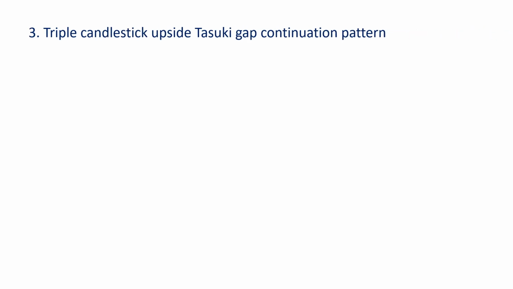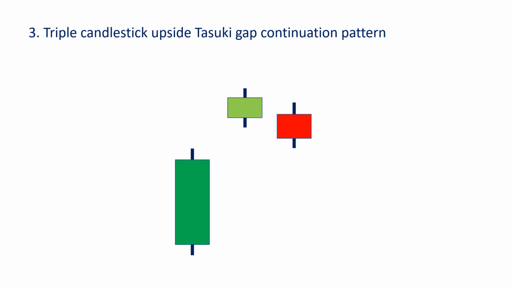The third pattern I'm going to talk about is the triple candlestick upside Tasuki gap continuation pattern. Upside Tasuki gap consists of 3 candles. On the first day, we have a strong bullish candle. On the second day, we have a small bullish candle that gaps up from the first one. On the third day, we have a small bearish candle. It is important that the close of this small bearish candle be in between the gap.